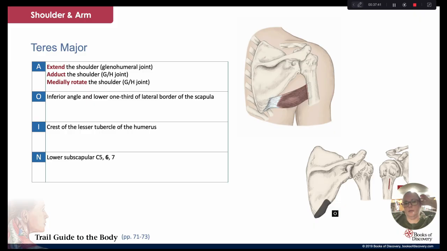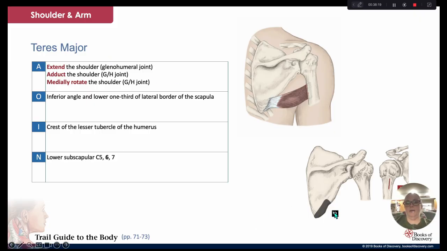Teres major. So this is teres major. It is not part of the rotator cuff muscles. So if you have a quiz question asking about rotator cuff muscles, do not put teres major in there, because it is not part of it. All right, so the action of the teres major is extension of the shoulder. It's going to bring the shoulder back after it's in flexion. It will also adduct the shoulder, bring it in, and medially rotate.